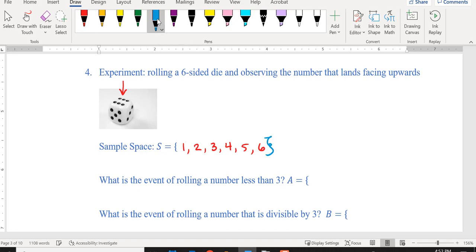The event of rolling a number less than 3, the numbers less than 3 would be 1 and 2. What is the event of rolling a number that's divisible by 3? Well, the only ones divisible by 3 are 3 and 6.